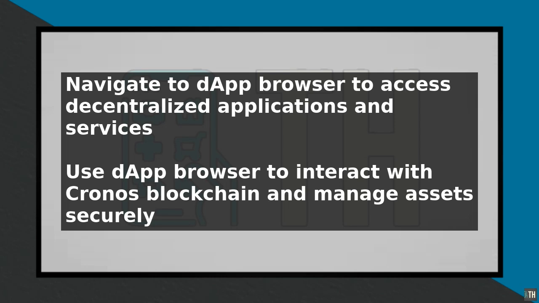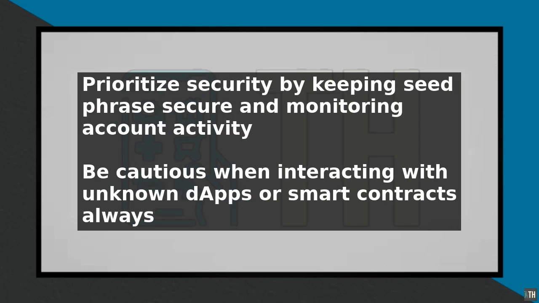You can set your gas fee manually or use the auto gas fee feature to ensure your transactions are processed efficiently. To send cryptocurrency, tap on the send button, enter the recipient's address, and select the amount you want to send. You will be prompted to review the transaction details, including the gas fee, before confirming the transaction.